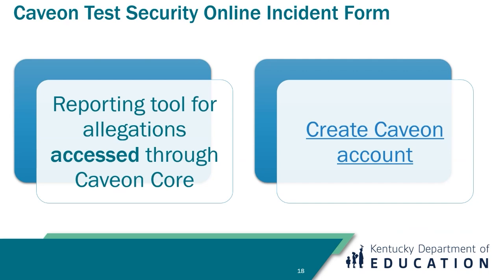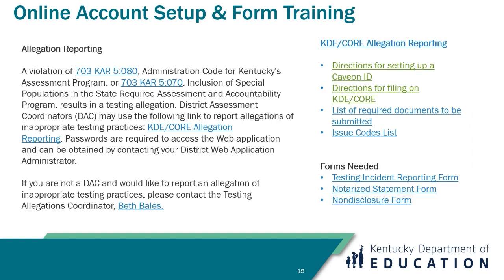As a reminder, the platform for managing allegations is available online through Cavion Core. This streamlined platform simplifies the process of reporting and tracking allegations, making it more efficient. To fully utilize this tool, it is imperative for the DAC to ensure that an account ID has been created. The links to the Cavion account and Cavion directions can be found on the KDE website on the Assessment Support Allegation Reporting page. There's also a video posted to the KDE website on the same page that walks DACs through the process of setting up a Cavion Core ID if they have not already done so.